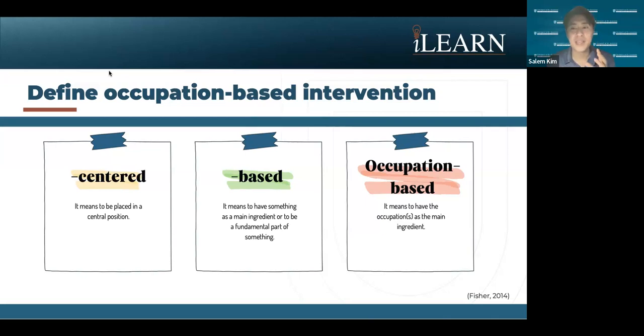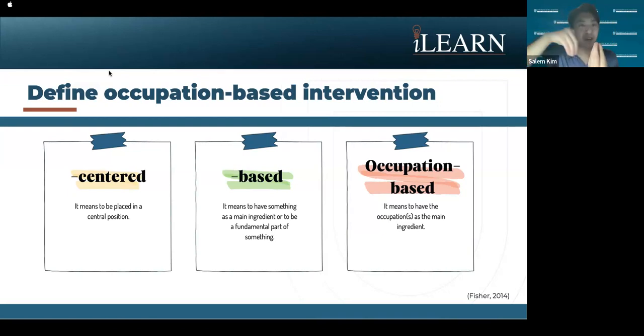When something is being centered, it means that that something is going to be the centerpiece of everything. Whereas when something is based, we use that something as the main ingredient to function the centerpiece. Now let's apply this term. So, the occupation-based intervention focuses on a client-centered approach while using occupation as a main source of intervention because it's an occupation-based intervention.